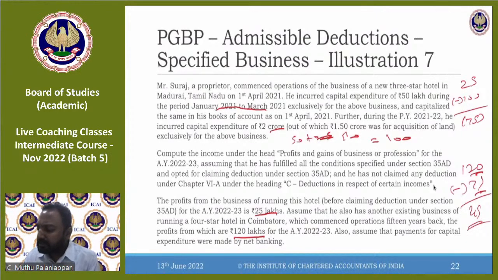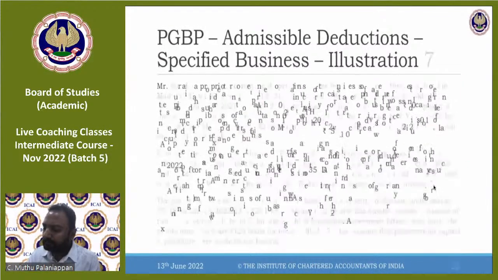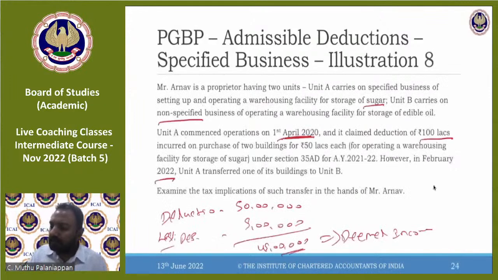Please explain illustration 8 again. See, illustration 8, what we are saying is, an asset was claimed as 3580 under Unit A.